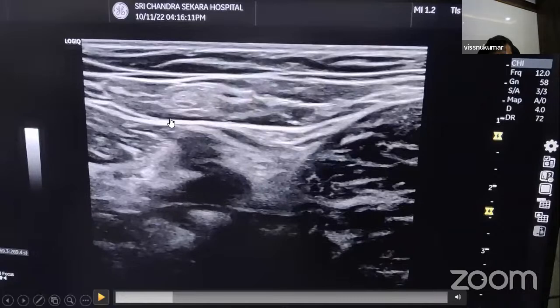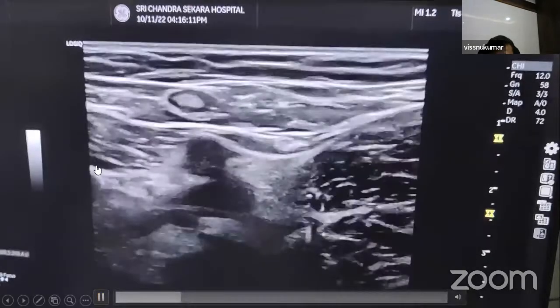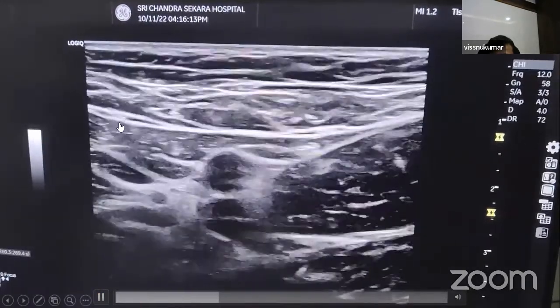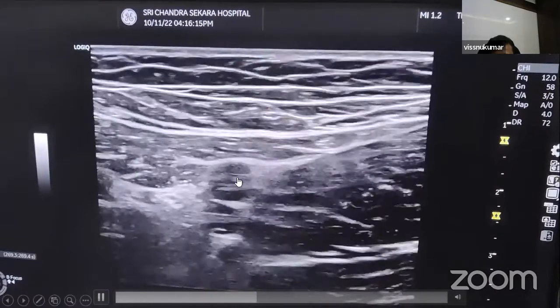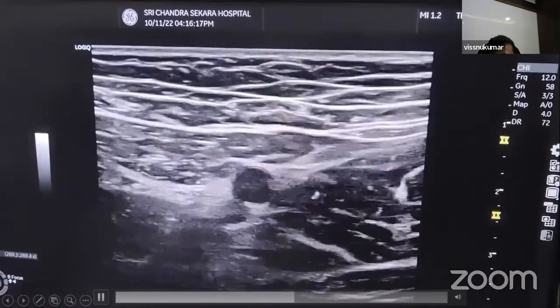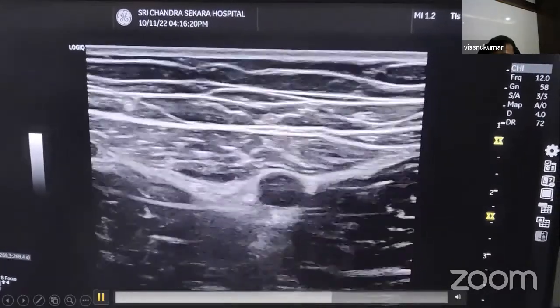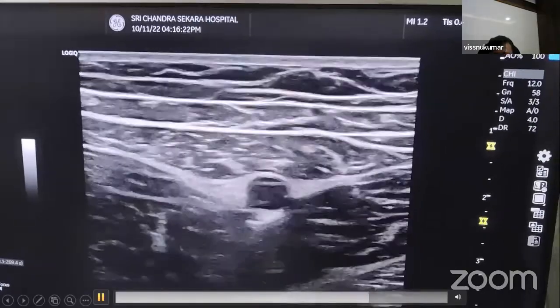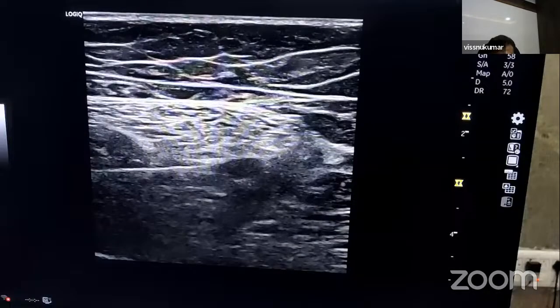This happens because the sartorius muscle is crossing from lateral to medial direction. You can see here the triangular muscle, sartorius, slowly crossing the femoral artery. And once it reaches the apex of the triangle, I'm going to stop. Can you see? This is a wonderful demonstration.